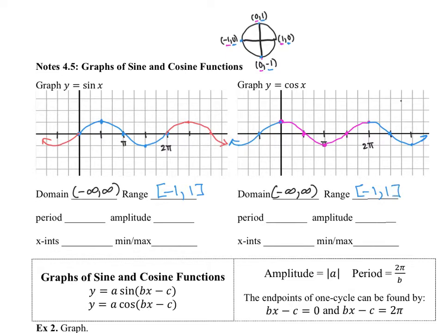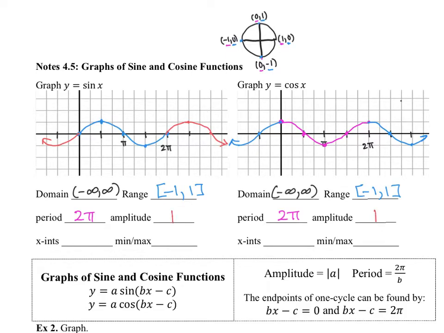The period is how long it takes to do exactly 1 cycle. That was 1 loop around the unit circle, so the period is going to be 2 pi for each of these, and then the graph just repeats after that. The amplitude is how far up and down it goes from the midline. In this case, the x-axis is the midline. The graph goes up 1, goes down 1, up 1, down 1. So the amplitude is 1.